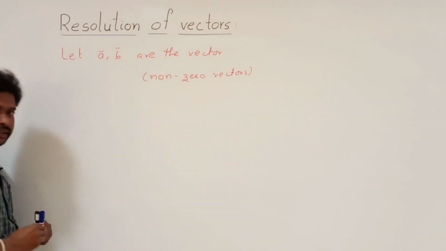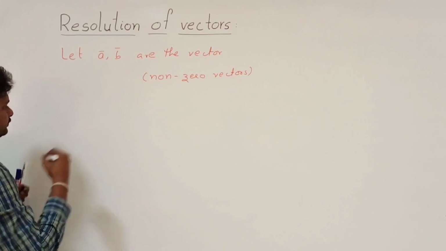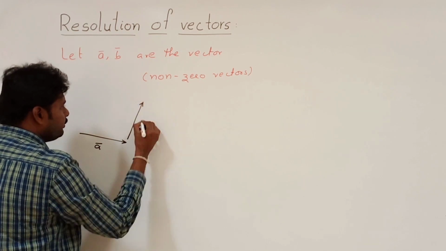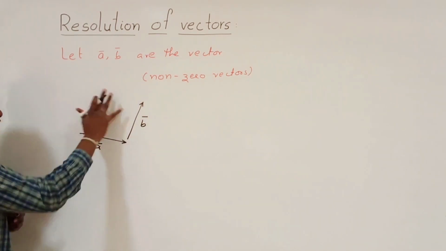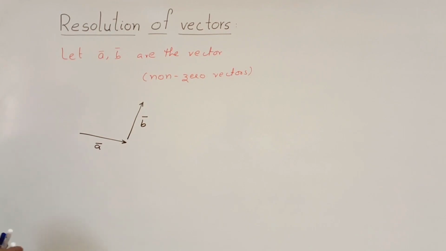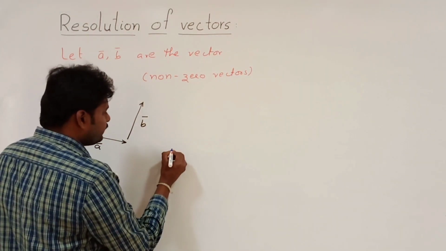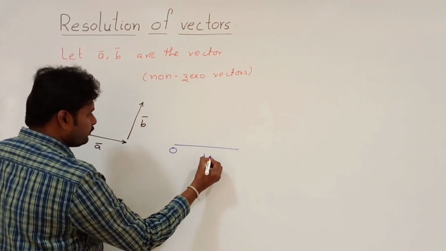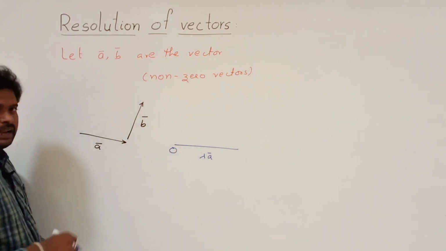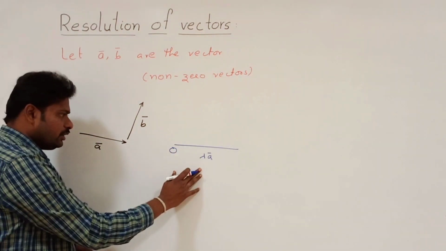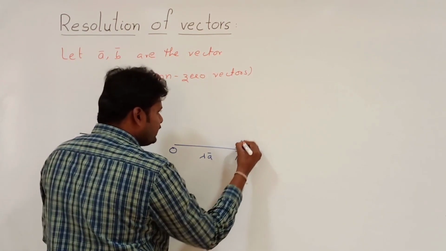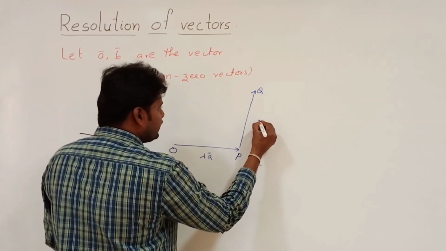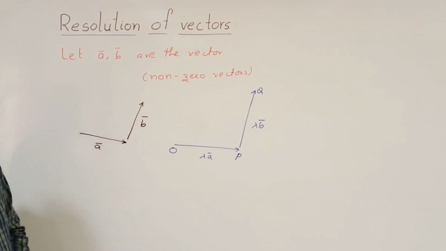I am writing the 2 vectors in the plane. Let's say this is one vector A and the other vector B, of course A and B in a plane. And similarly, I consider O and P. This is in the same direction as A, but I am taking it as a multiple, lambda. Lambda is non-zero, of course a positive number. This is P. And the other one is vector PQ, which is called lambda B. Lambda is again a positive number.